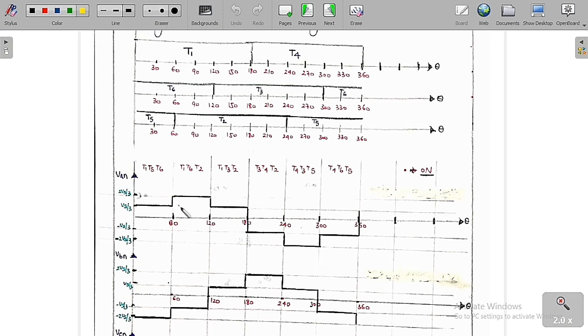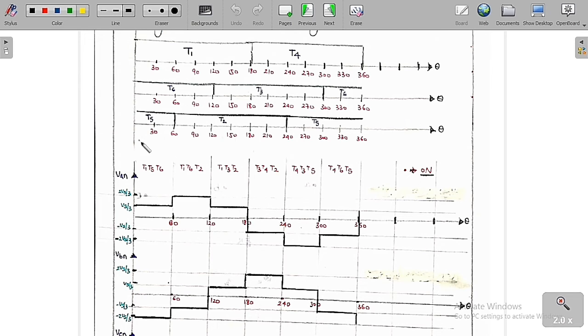Now I am going to find what the output voltage is. I am going to find three voltages, which are VAN, VBN and VCN. We call these the phase voltages because it's a star load. And the line voltages are VAB, VBC and VCA. So now I want to find the value of VAN, VBN and VCN, the phase voltages.